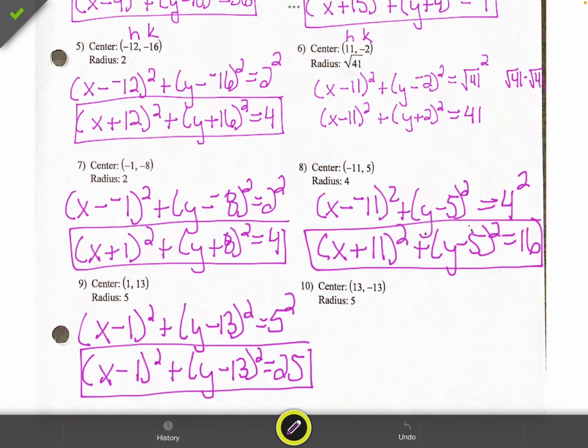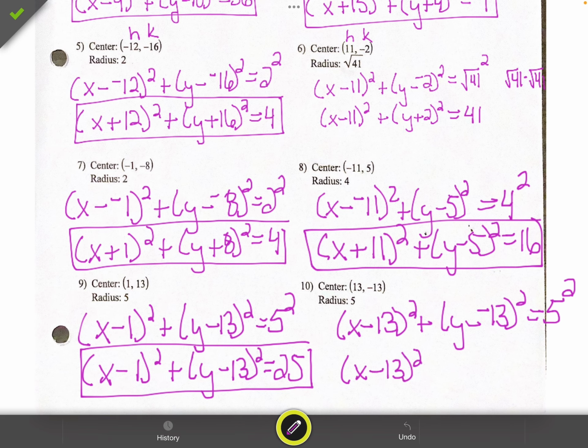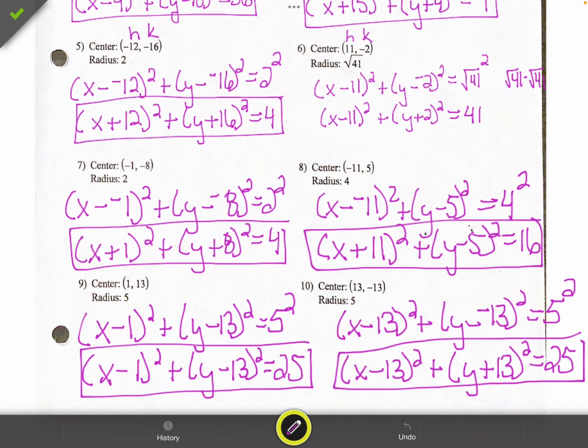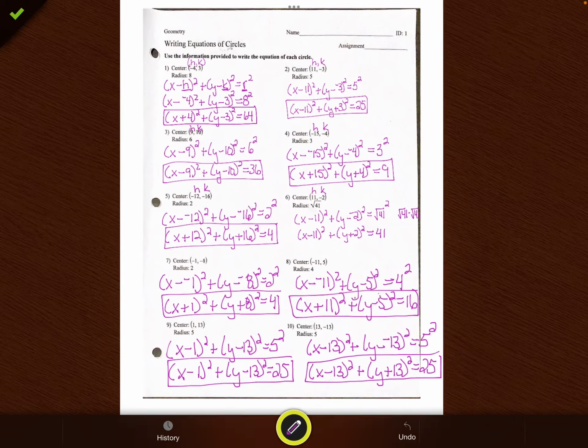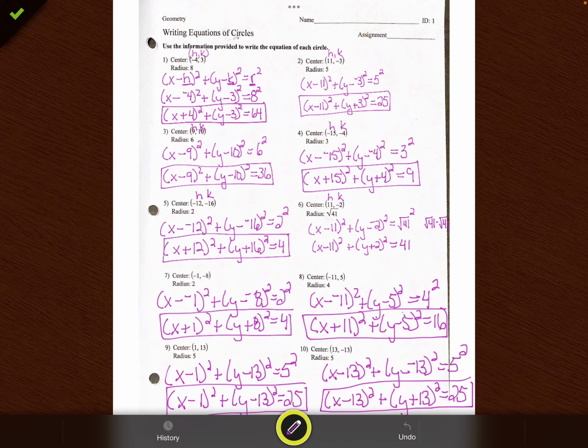And number 10, x minus h plus y minus k squared equals radius squared. So the x minus 13 is good. Okay, the y minus negative 13, can't leave that. That becomes plus positive 13. And we already know 5 squared, 5 times 5 is 25. So you just have to drop in h, k, and r, simplify if you have a double negative, square out your radius, and you will be good to go.